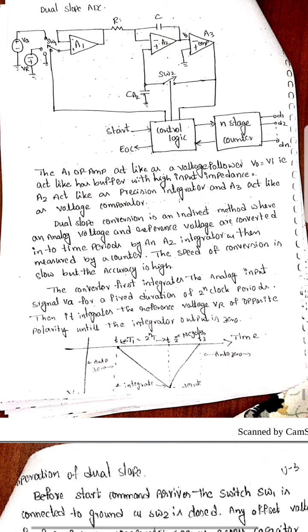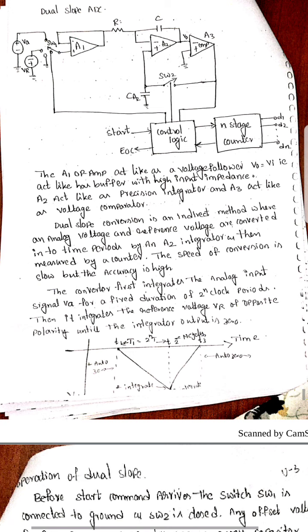The op amp A1 acts like a voltage follower, that is V0 is equal to VA, acting like a buffer with high input impedance. A2 acts as a precision integrator, and A3 acts as a voltage comparator. Here we are taking three op amps, A1, A2 and A3, along with control logic and an n-stage counter.